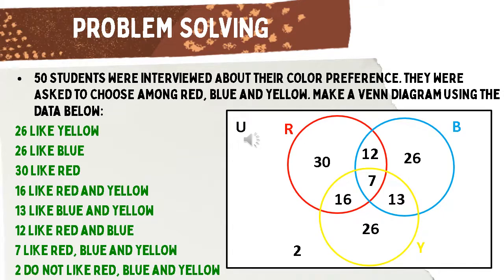This is the common mistake of the student as they plot the data in the Venn diagram. So, nilalagay lang nila yung mga data na ganito. Yung 26 sa yellow, 26 sa loob ng blue, 30 sa loob ng red, 16 sa gitna ng red and yellow, 30 sa gitna ng blue and yellow, 12 sa gitna ng red and blue, 7 sa gitna ng red, blue, and yellow, then 2 is sa labas lang because they do not like red, blue, and yellow.